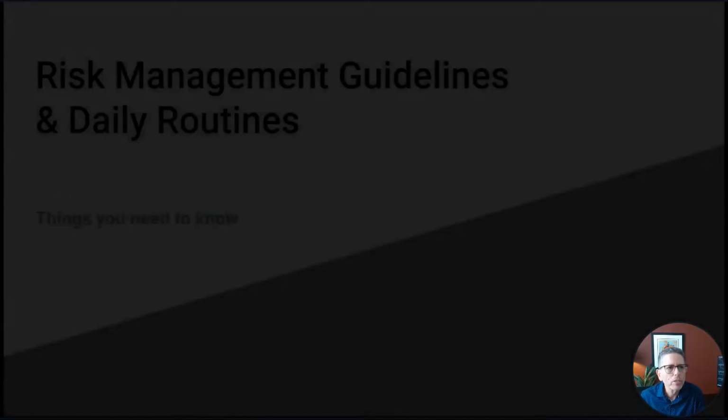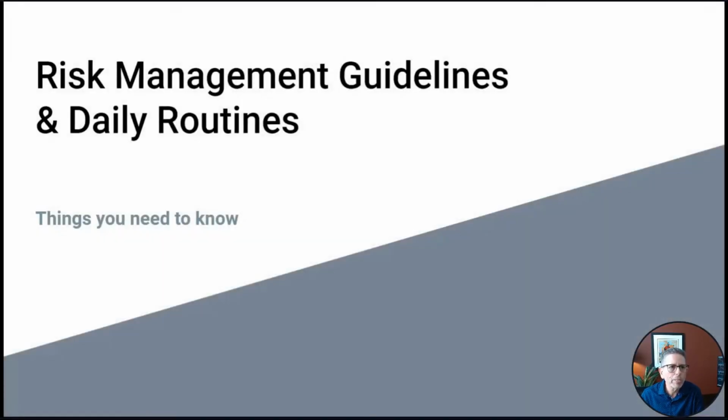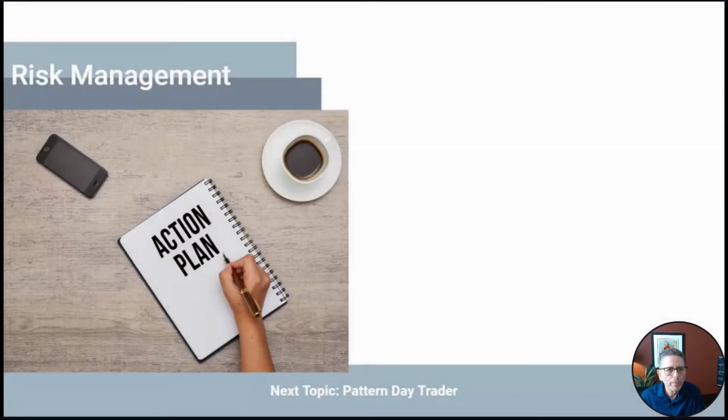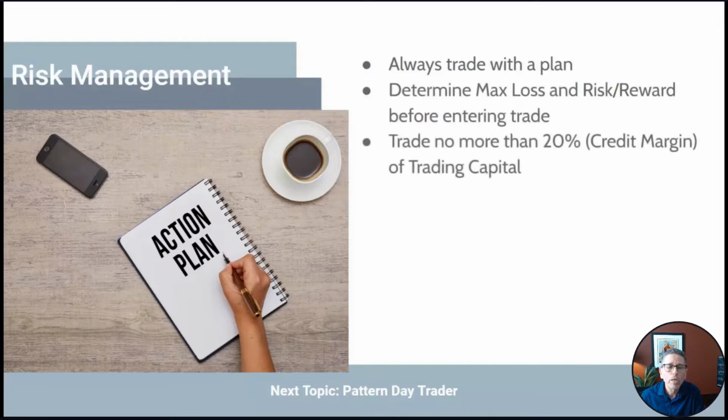All right. So let's talk quickly about risk management guidelines and daily routines. This is something that I use. Number one, I always trade with a plan. Number two, determine what your max loss is and risk reward. And we just went through that. Trade no more than 20% of your credit margin at risk, and you want to keep it that way, so that when you do have to roll or manage a position, you have the margin to manage it correctly.